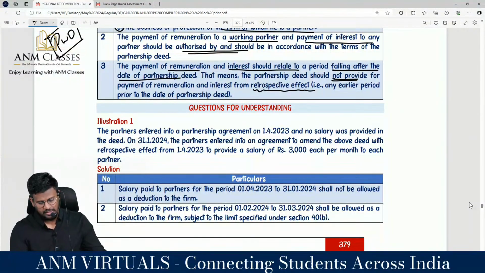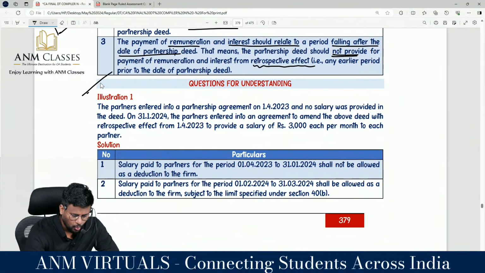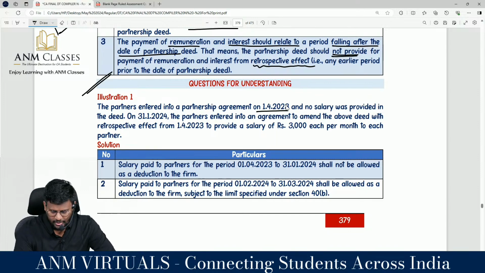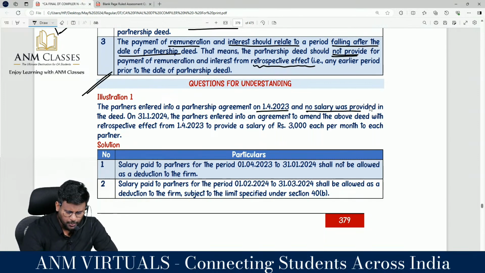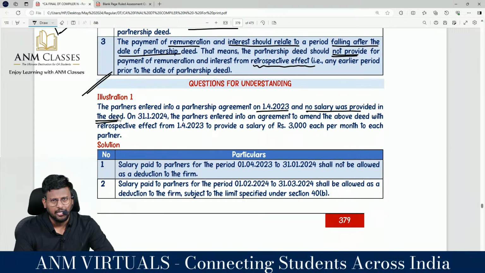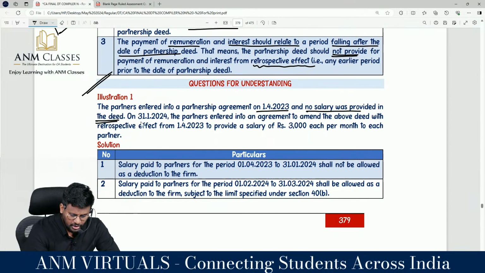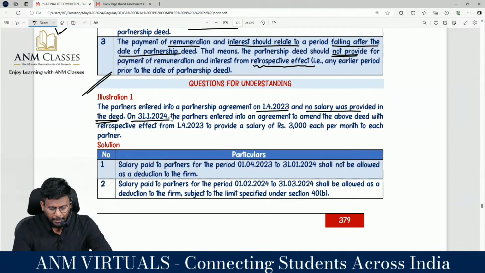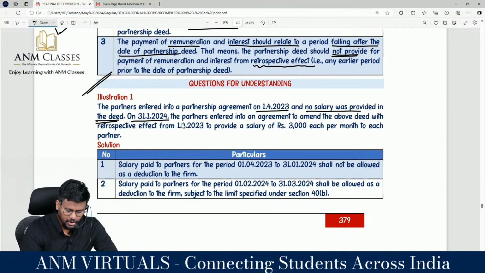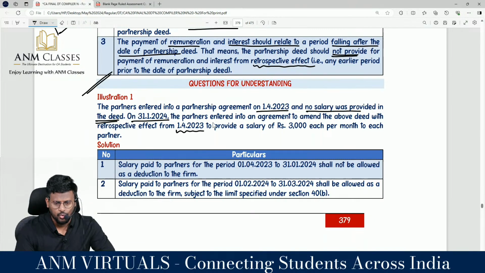Now, a question for understanding whatever we have discussed. The partnership enters into a partnership agreement on 1/4/2023 and no salary was provided in the deed. That means in the partnership deed, remuneration is not authorized. On 31/1/2024, partners enter into an agreement to amend the above deed with retrospective effect from 1/4/2023 to provide a salary of 3,000 per month to each partner.